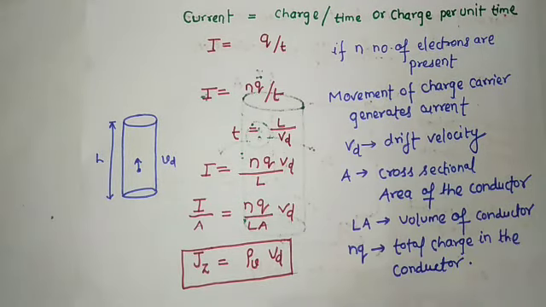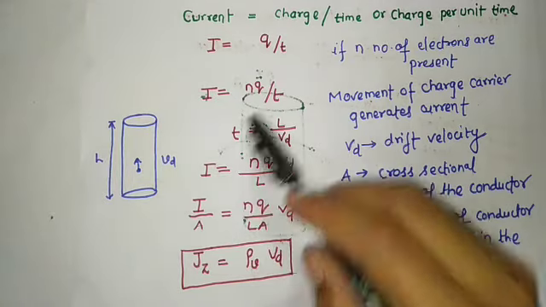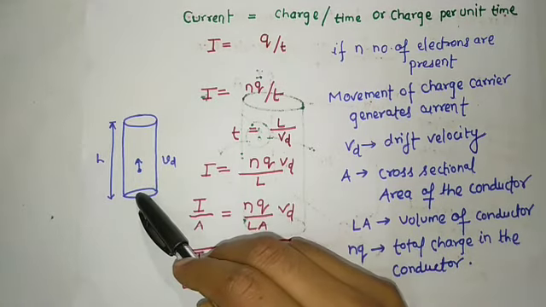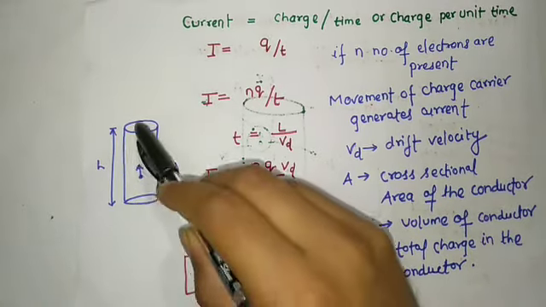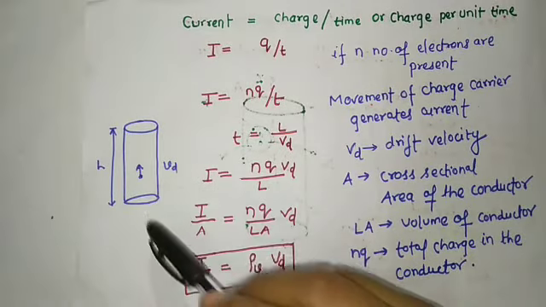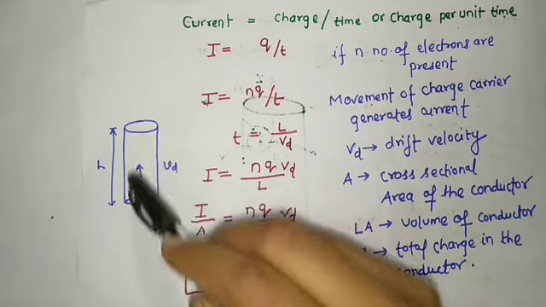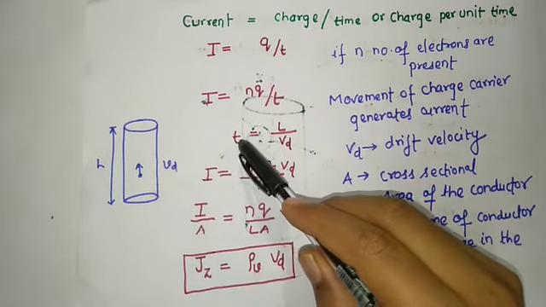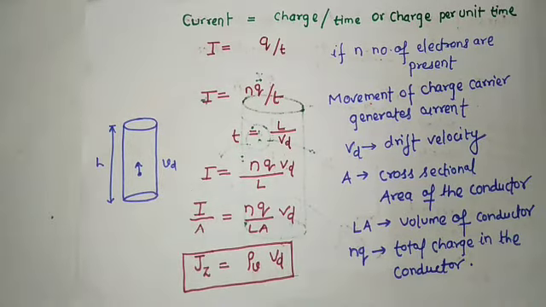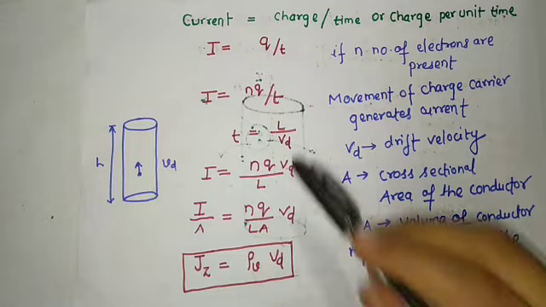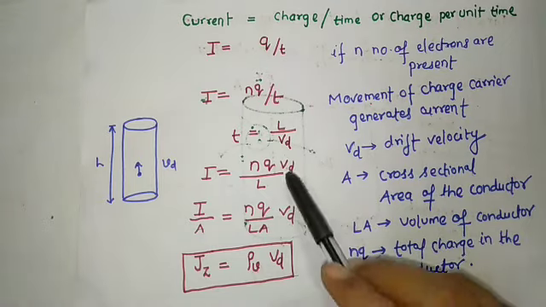Now what is T? It is the time taken by the electron to travel this distance L. The time taken by the charged particle to travel this distance L is this time T. And what is Vd? Vd is the drift velocity, which is nothing but the average velocity. Put the value of T here, and you get this.